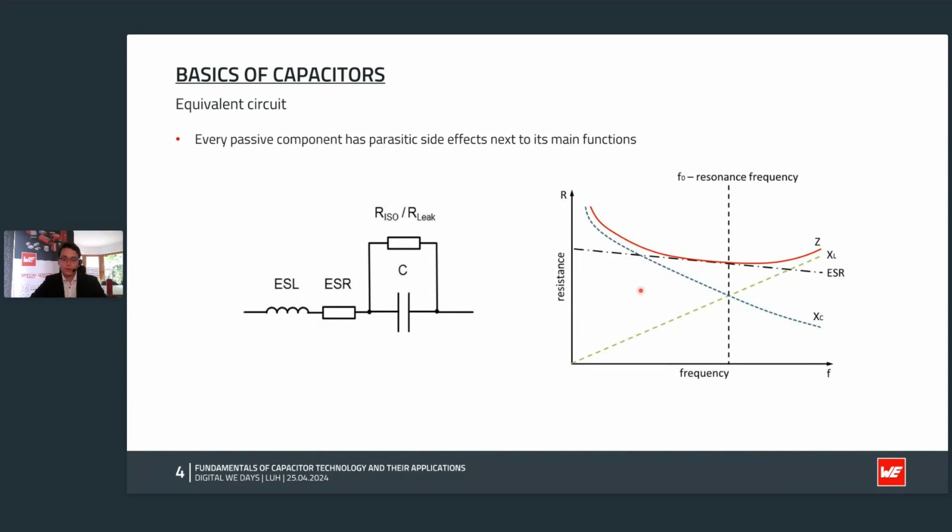If we have a look on the right-hand side, we see the impedance curve over the frequency, which is constructed by the capacitive part shown here, the inductive part, and also the ESR. If you sum this up, you will get the impedance. And at the point where the capacitive part and the inductive part are the same, we will see the resonance frequency. So this is the point where inductive and capacitive part are the same. This is the resonant frequency.